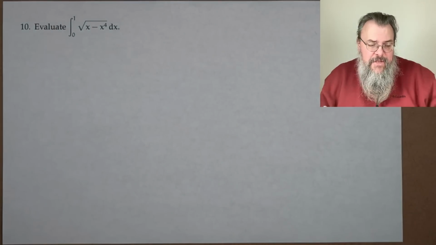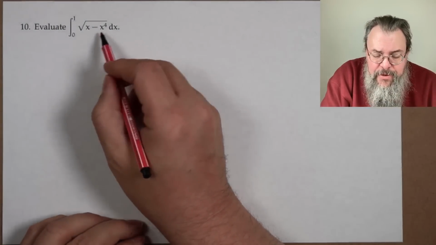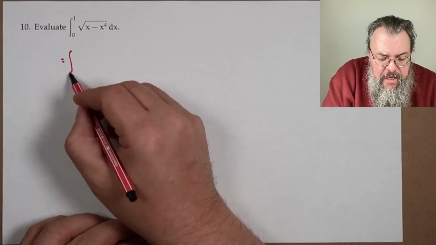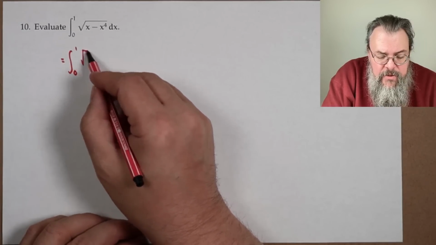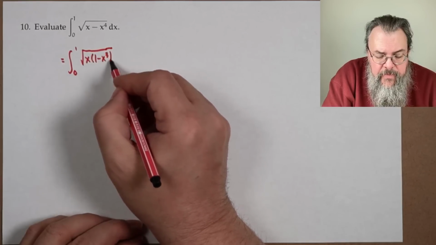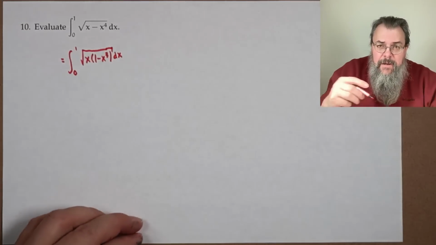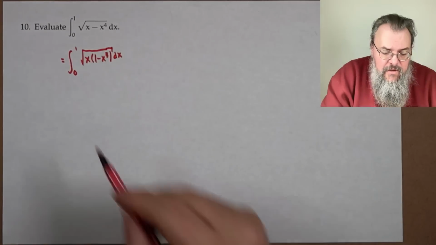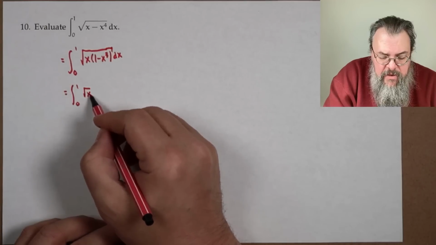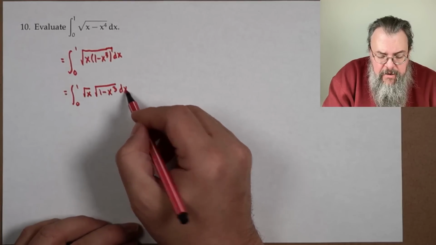Okay, but what's the algebra saying? Well, notice both terms have an x involved. So we could say, hey, this is really the same as the square root of x times 1 minus x cubed. And all right, we can pull it apart into 2 pieces. So we can say, okay, this is really square root of x and square root of 1 minus x cubed.